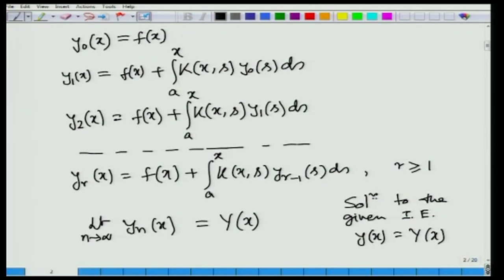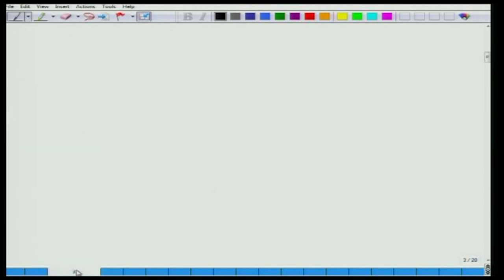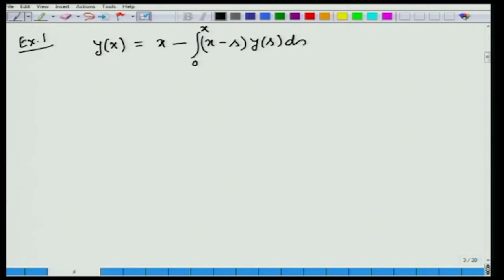So, first of all, we consider a few examples to understand this technique. We consider the integral equation y(x) equal to x minus the integral from 0 to x of (x minus s) y(s) ds. So, clearly this is a Volterra integral equation of the second kind, and we have to solve this equation by using the method of successive approximation. So, here f(x) is equal to x. Therefore, as per the method we have just discussed, y_0(x) is equal to x.